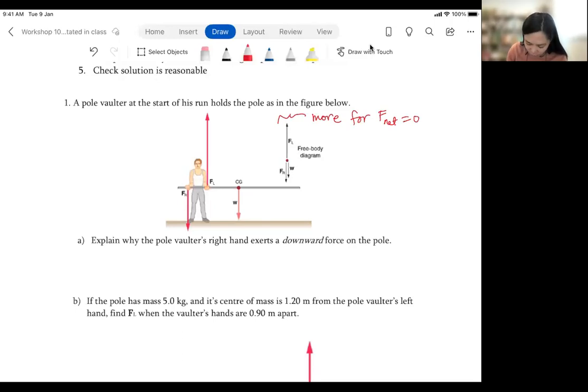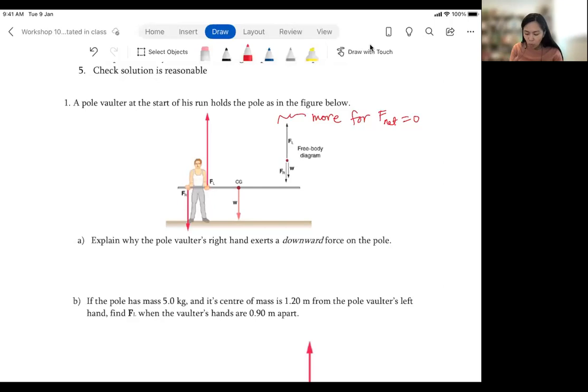So you have the weight force, of course, because of the mass of the pole. You have a downward weight force, and it's at the center of gravity, roughly at the middle of the pole. Then you have the left hand that's exerting an upward force, and the right hand that's exerting a downward force. The first question asks us to explain why the right hand exerts a downward force on the pole.